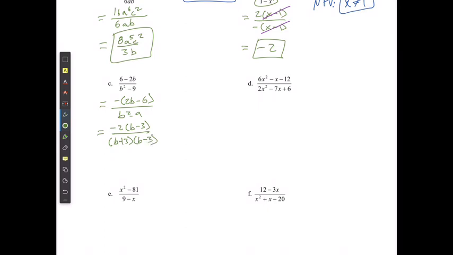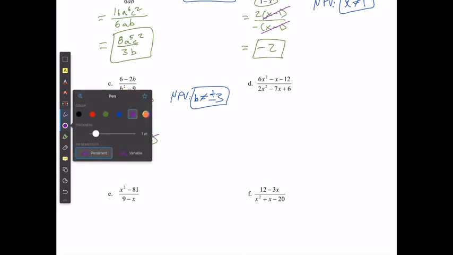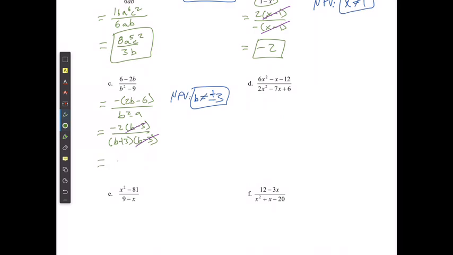From the factored form of the denominator, I can see that my non-permissible value is going to be that b cannot equal positive or negative 3. I'm going to cancel out common factor from the top and the bottom. And then I can state that this is going to equal negative 2 over b plus 3. And there's my final answer.